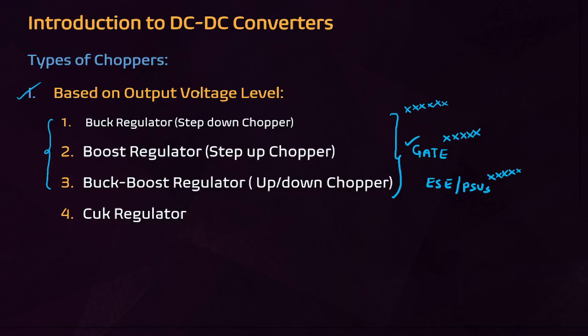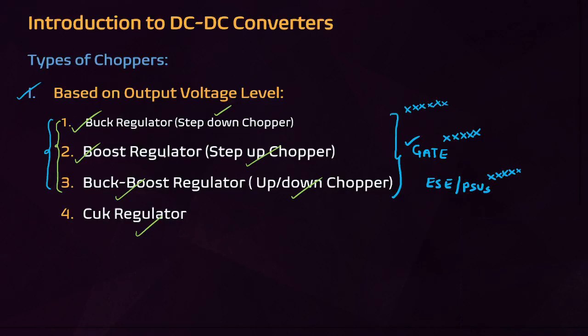What are the different types of chopper circuits? Based on the output voltage level, there is a buck regulator, it is also called step down chopper. The boost regulator, that is also called step up chopper. Buck boost regulator, it is also called up down chopper, and Cuk regulator. Mainly in GATE exam, according to GATE syllabus, these three circuits are very important. Very important, these three circuits only.